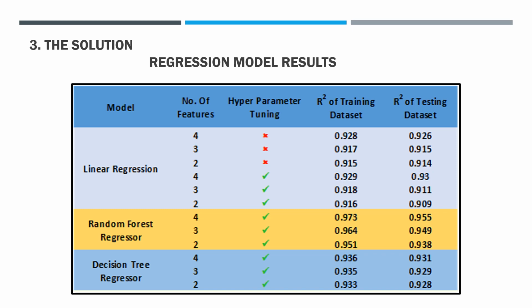Only in case of a linear regression, hyperparameter tuning was not done for one set of cases. In all other cases, hyperparameter tuning was done by using grid search method. And here you can see from the results that random forest regressor gave us the best result in terms of R squared.